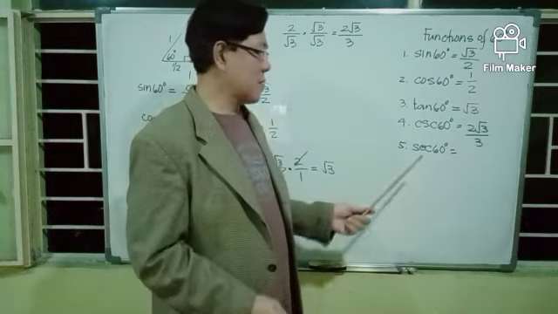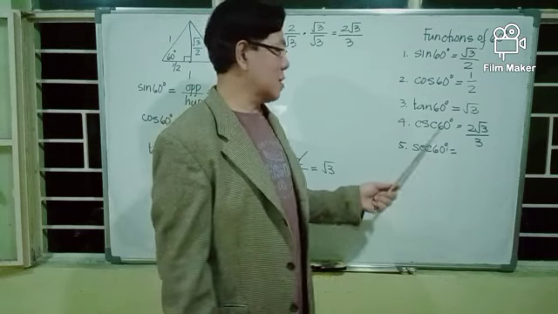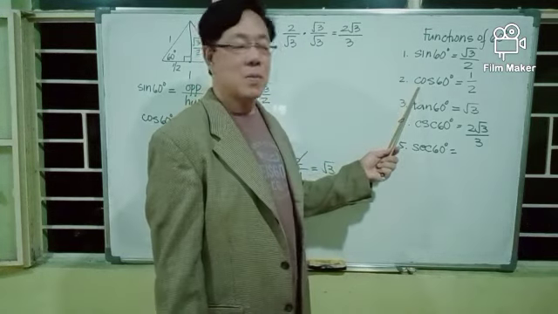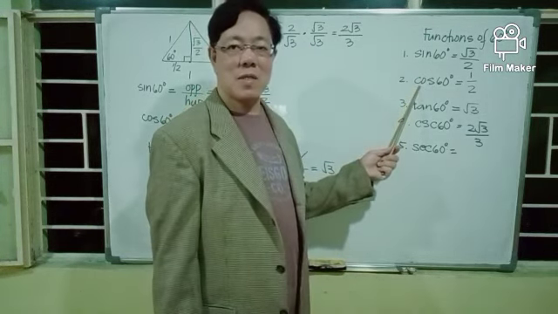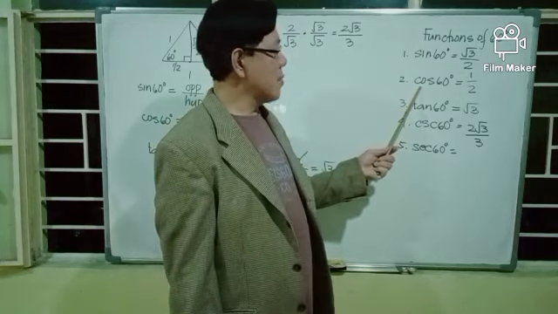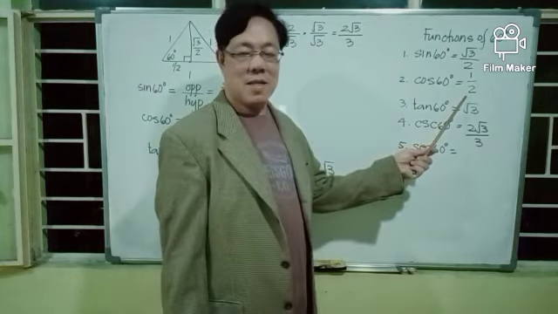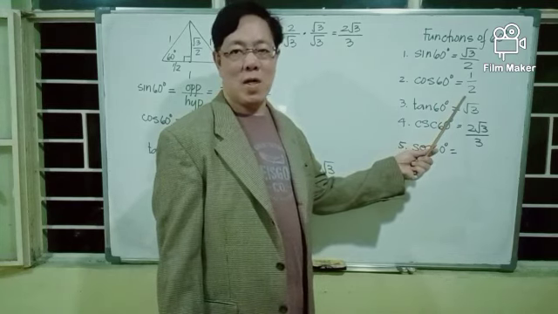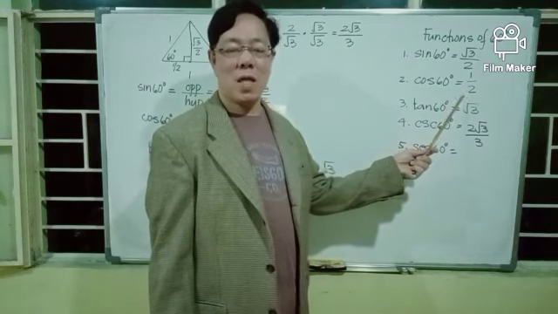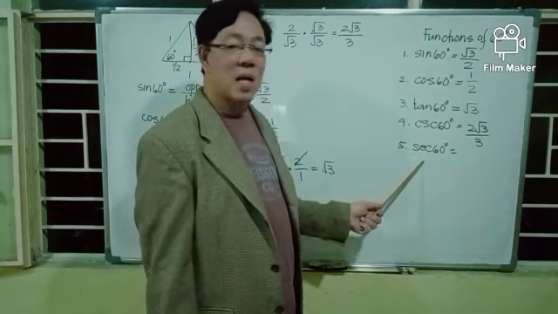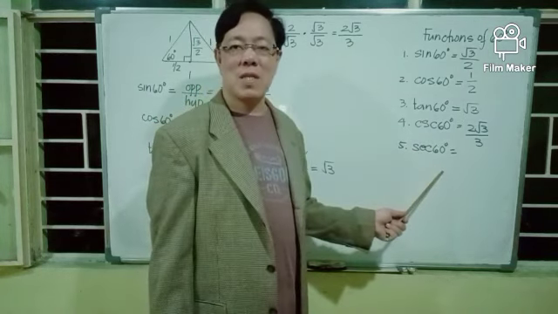The value of secant of 60 degrees is the reciprocal of the value of cosine of 60 degrees. And the value of cosine of 60 degrees is 1/2. And its reciprocal is 2 over 1, or 2 divided by 1, is 2. Thus, the value of secant of 60 degrees is 2.